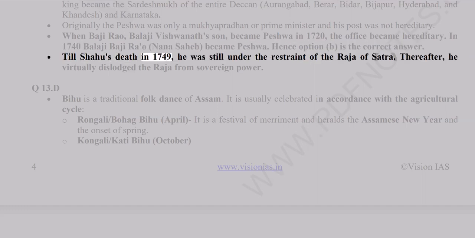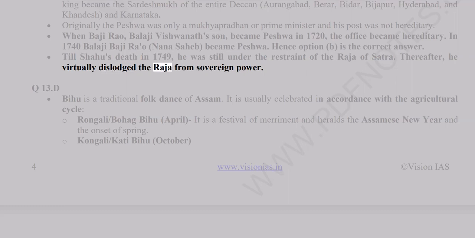Till Shahu's death in 1749, he was still under the restraint of the Raja of Satara. Thereafter, he virtually dislodged the Raja from sovereign power.